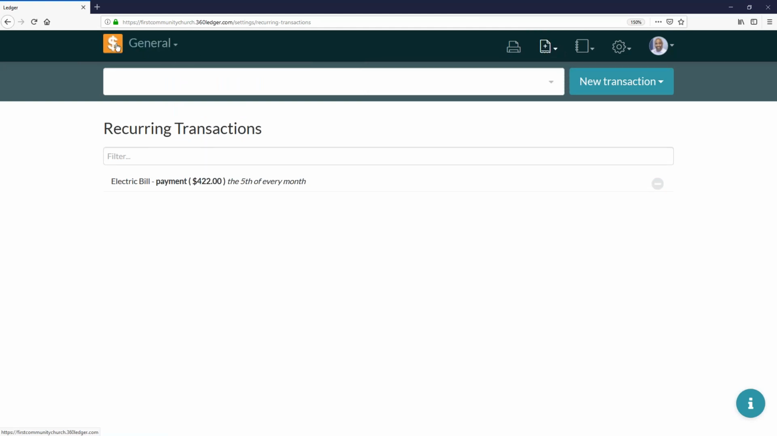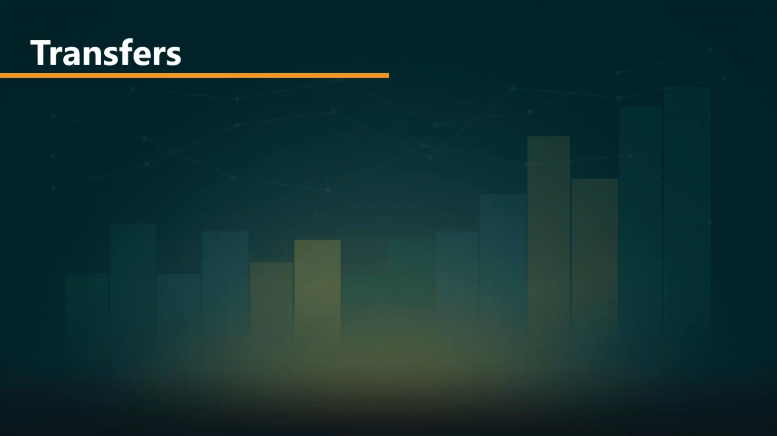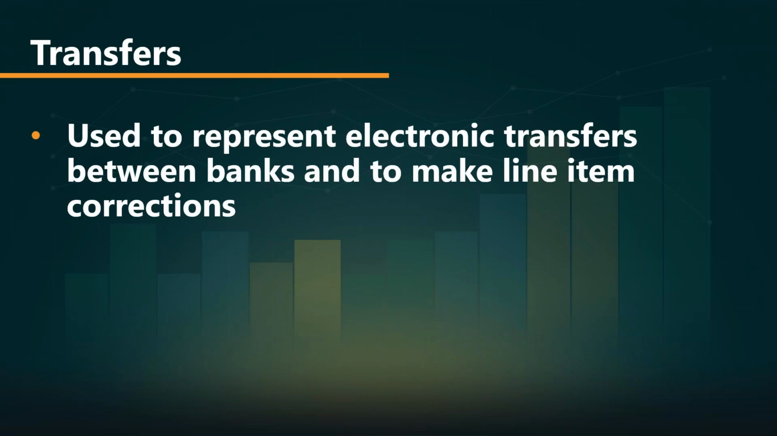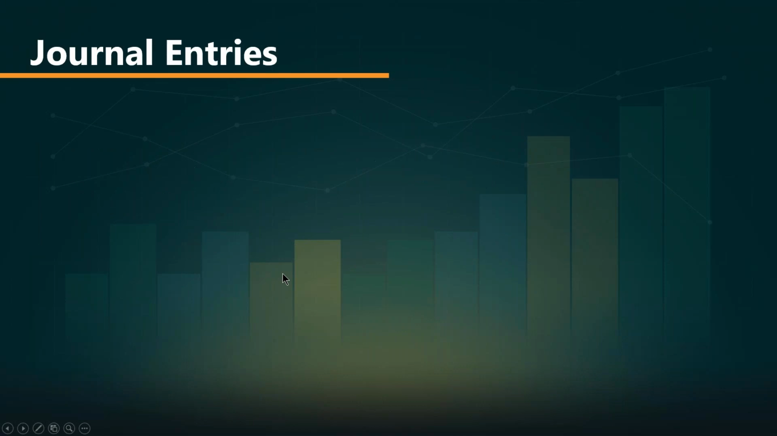Okay, so I'm going to go back to the gear here, and let's show transfers. Excuse me. So with transfers, transfers are used to represent electronic transfers between banks and to make line item corrections. So it's usually going to be those two scenarios when you're using a transfer. They only allow you to move money between similar account types.